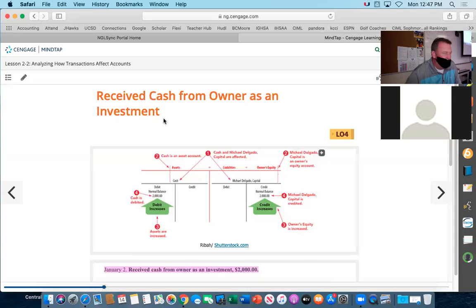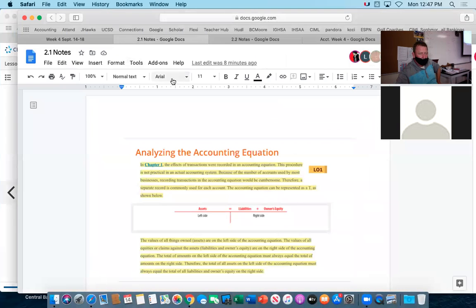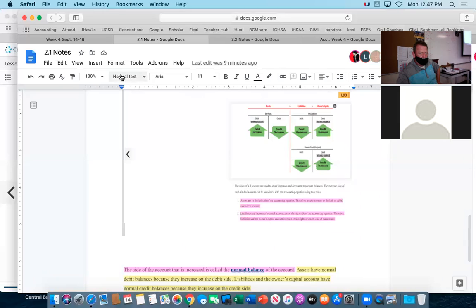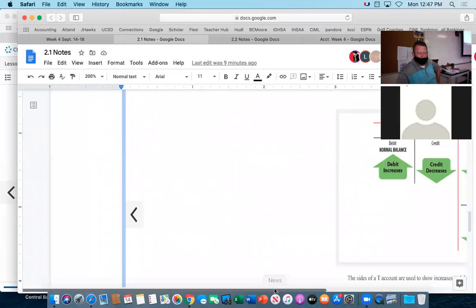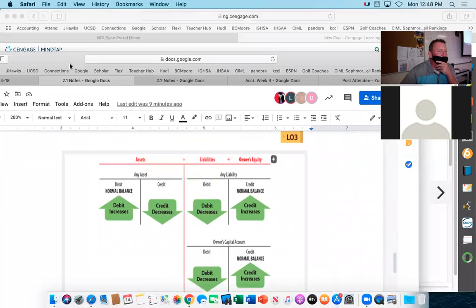It says receipt of cash from the owner as an investment. It has all this information. Again, the accounting equation up top, you got to know that. We have to know that the accounting equation needs to equal. But under it, we're going to use these T accounts like we have up here, and what you saw in your notes with that chart, where we put account names above here, and then we do the T accounts like you see up there. That's what we're trying to do.